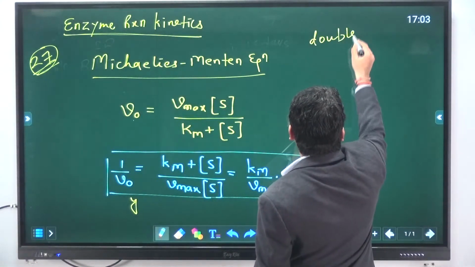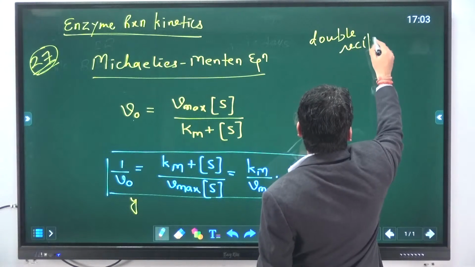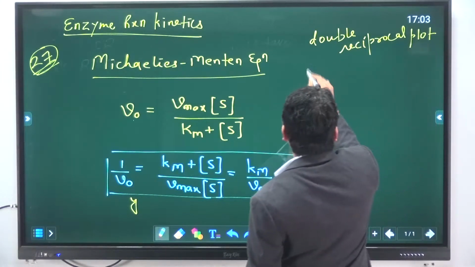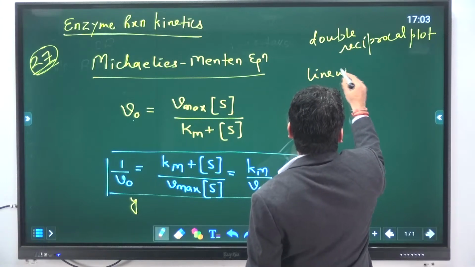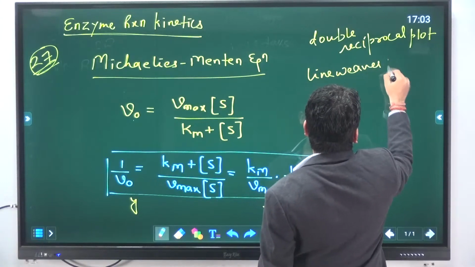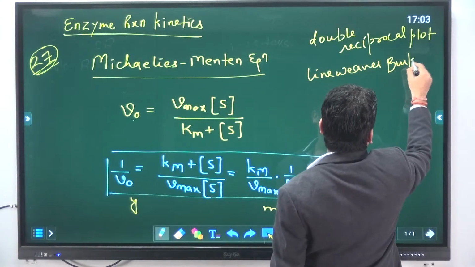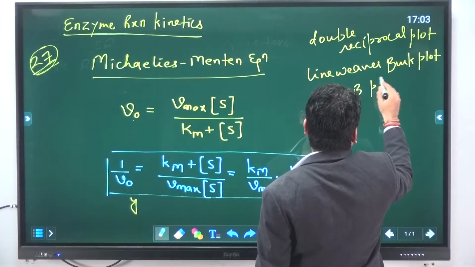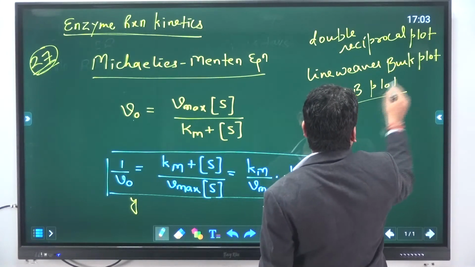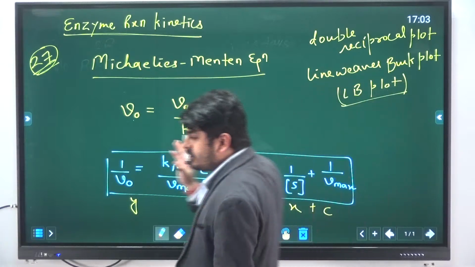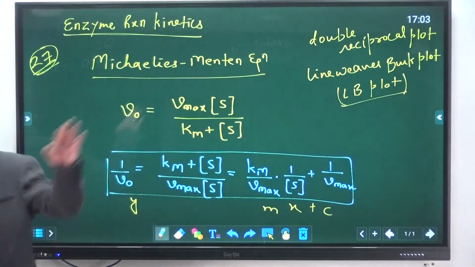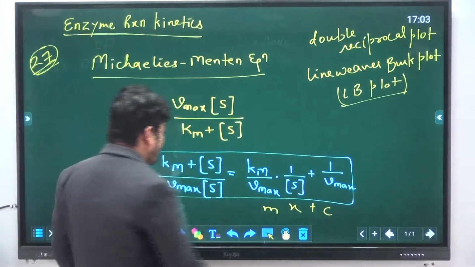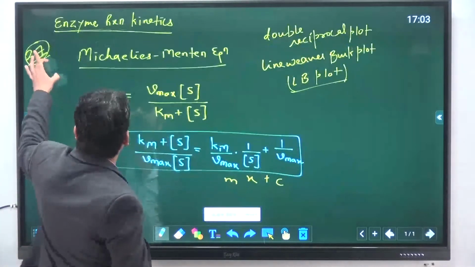which will give us the double reciprocal plot, also known as the Lineweaver-Burk plot. In short, LB plot. If you just type LB plot on Google, you will get the answer to this question.